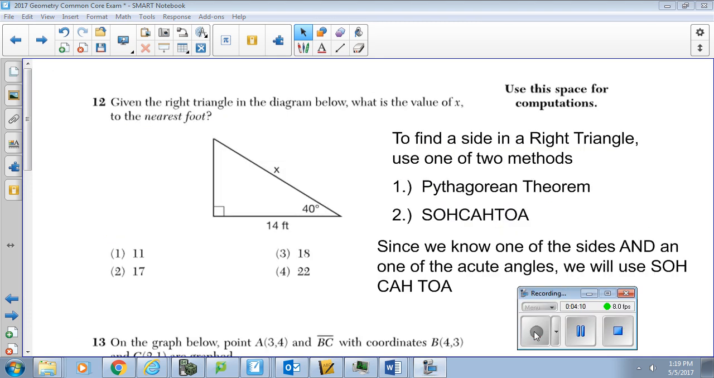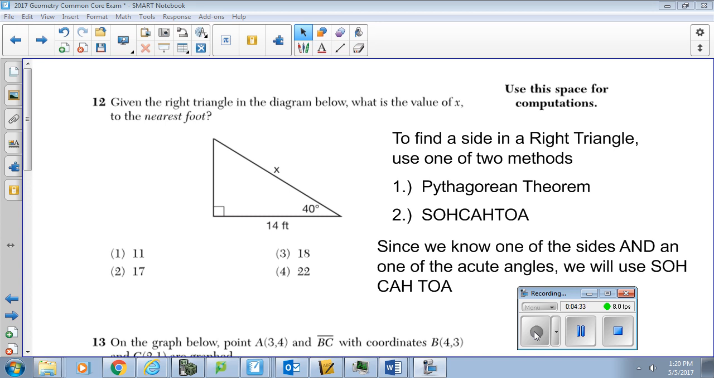Okay, moving on to question number 12. It's pretty much as straightforward as you're going to get on this problem. I mean, you're not going to get any more straightforward than this problem. All right, so what are we looking for? It says, given the right triangle, what is the value of x?